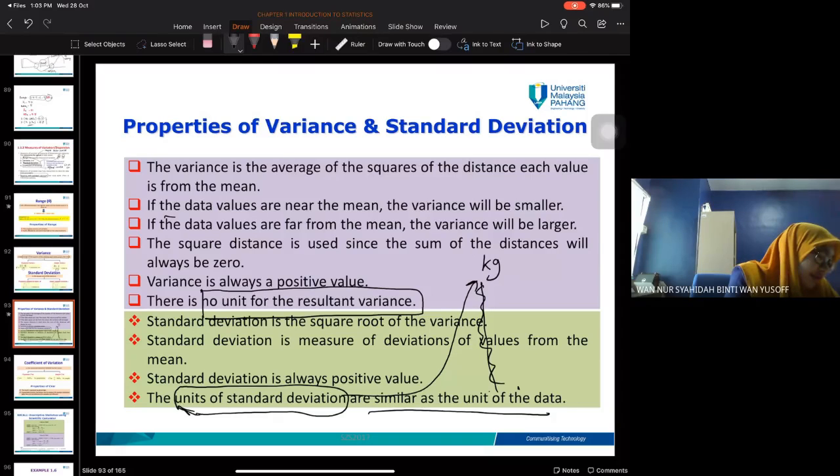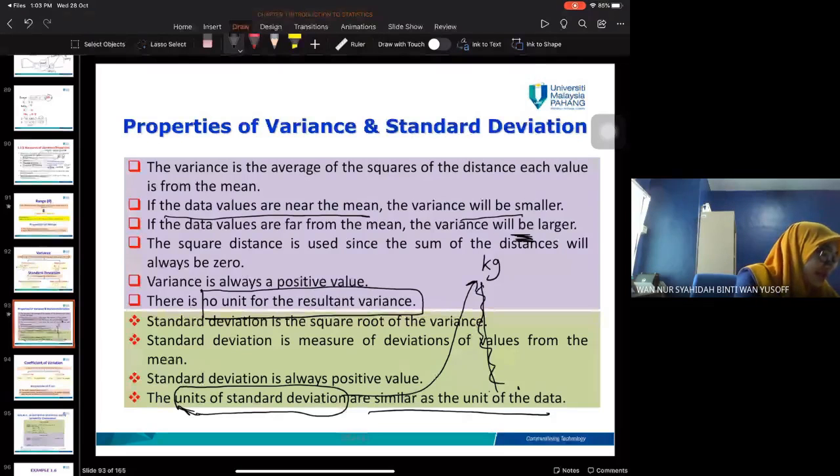If the data values are near the mean, the variance will be smaller. If the data values are far from the mean, the variance will be larger. That's how we define the consistency of your data. When the variance is smaller, then we have good consistency of the data. If the variance is larger, then your data will be inconsistent.